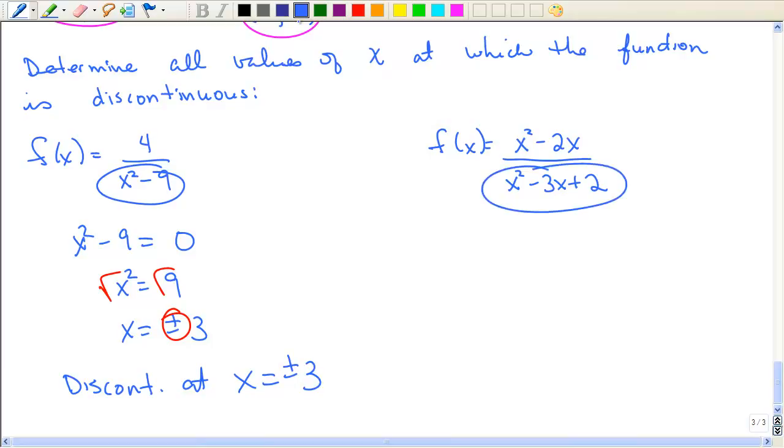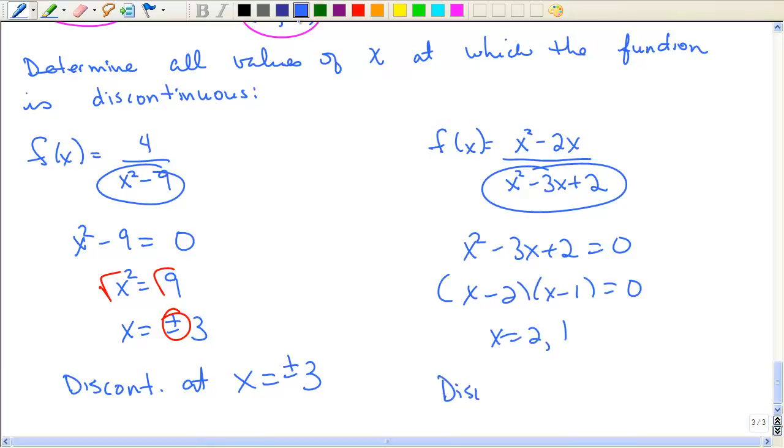Alright, same thing here. Again, I'm going to factor that, and so it's discontinuous at x is 2 or 1. I would encourage you to pick up a graphing calculator, see what these look like, so you can get the idea, and it should match up to some of the pictures that were already given to you. But you do need to be able to do the algebra on the test.